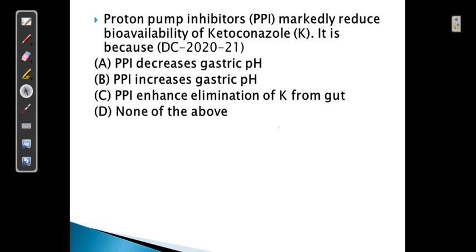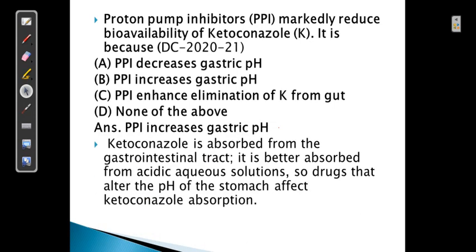Now ketoconazole is a drug whose absorption is better in acidic aqueous solution. So a drug which alters the pH of the stomach will affect the absorption of ketoconazole. Here the answer is option B, PPI increases the gastric pH, so it will reduce the bioavailability of ketoconazole because it reduces the absorption of ketoconazole by increasing the gastric pH.